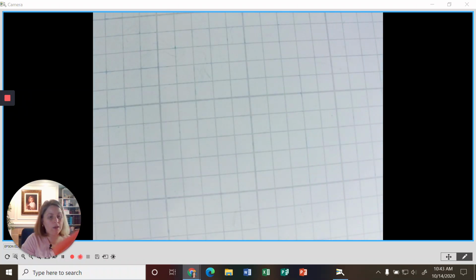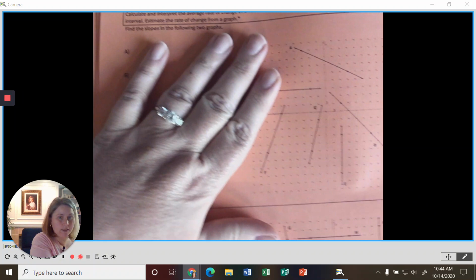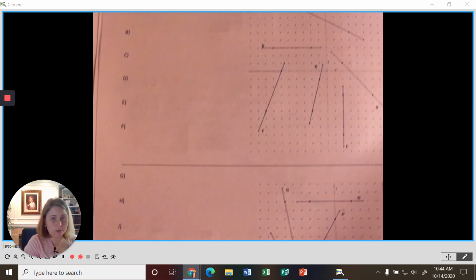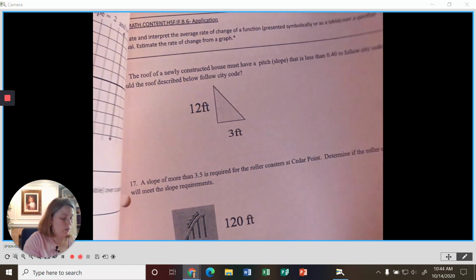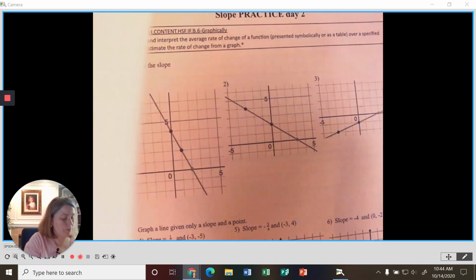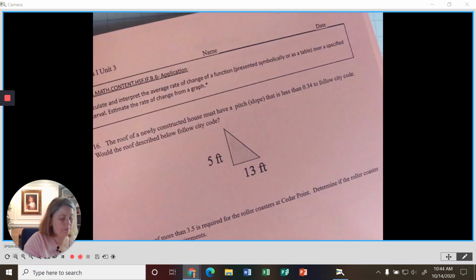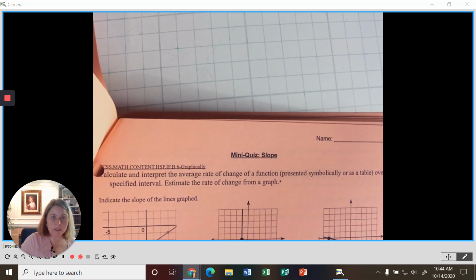Okay, and then tonight we have some practice problems for you to calculate and interpret the rate of change. So find the slope of each line. Multiple examples here. Do slope practice day 1 and slope practice day 2. All right, and then when we have our next class, we will take the mini quiz together on slope.